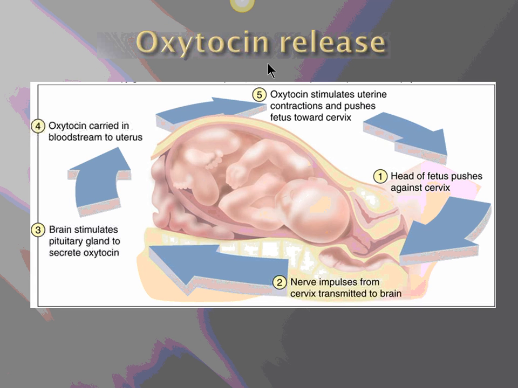So here you can see a positive feedback mechanism in oxytocin release. Most of the endocrine system uses negative feedback, but in the case of oxytocin, this is positive feedback. What happens is that the head of the fetus during labor pushes against the cervix. Nerve impulses from here go to the brain. It stimulates the posterior pituitary to release the stored oxytocin, carried to the bloodstream. It stimulates uterine contraction, pushes the fetus down, which further causes the release. So the loop keeps going around. The same happens during lactation also.